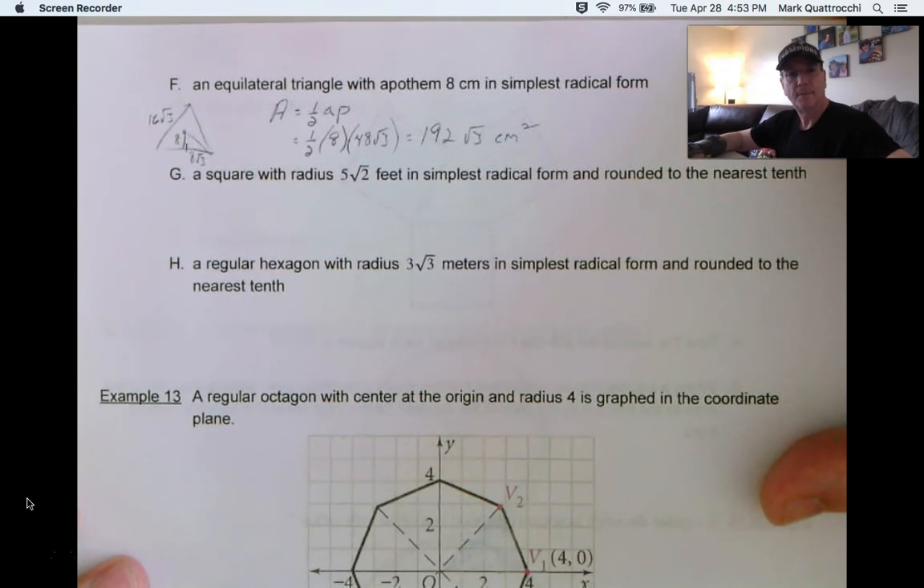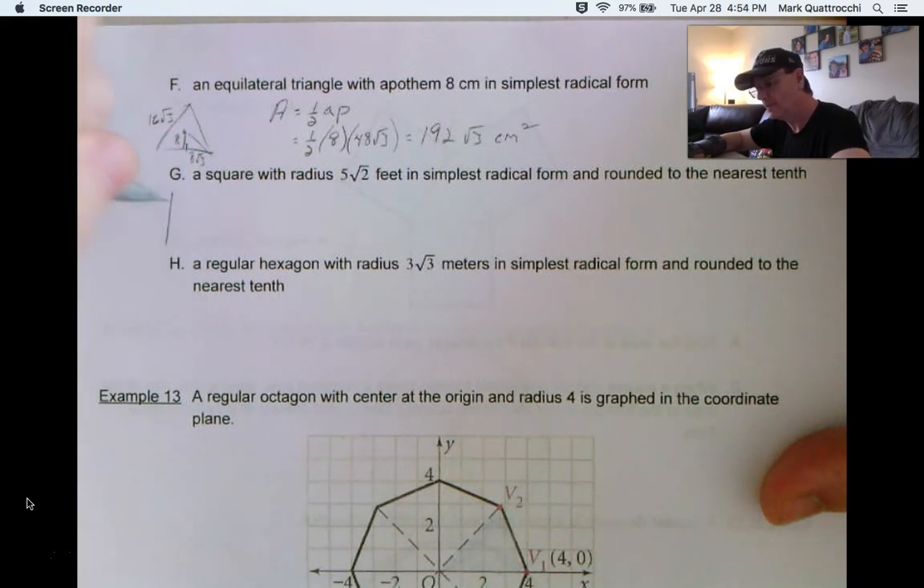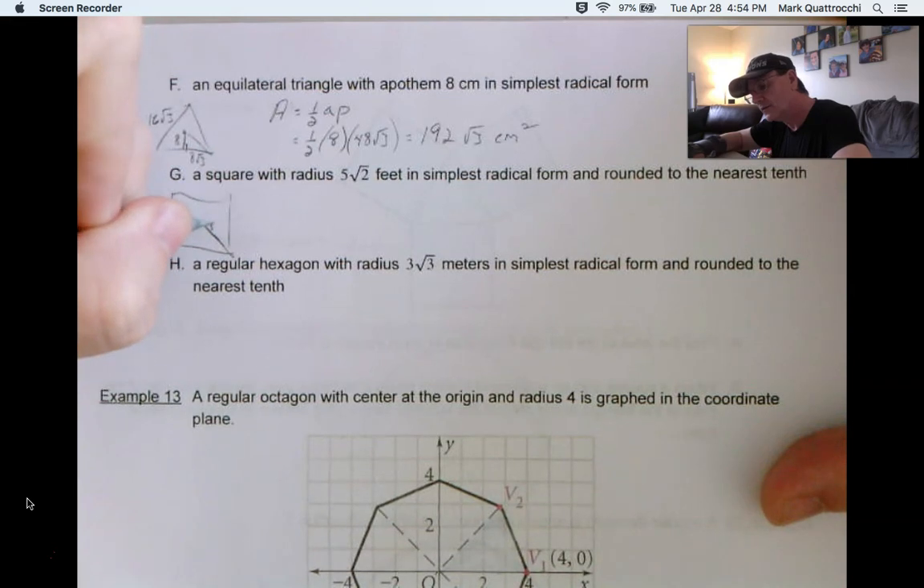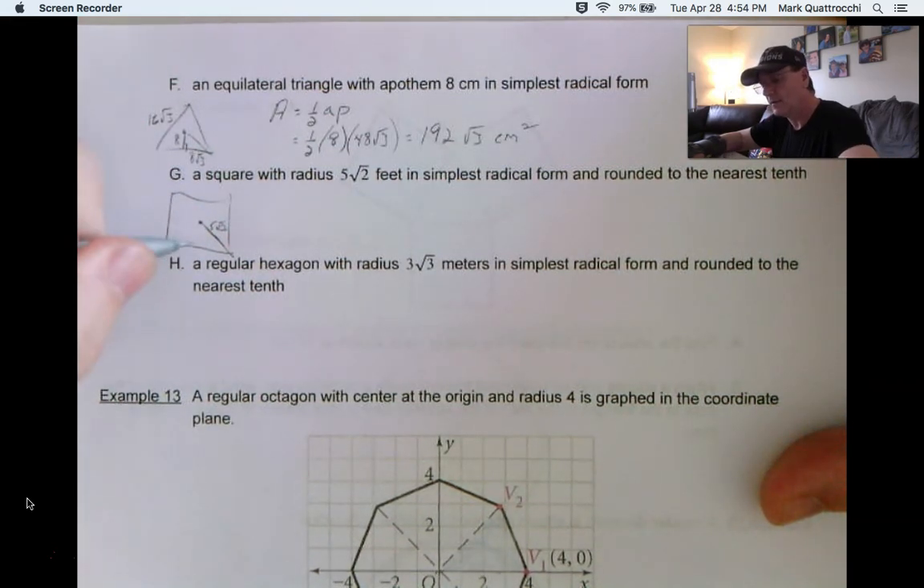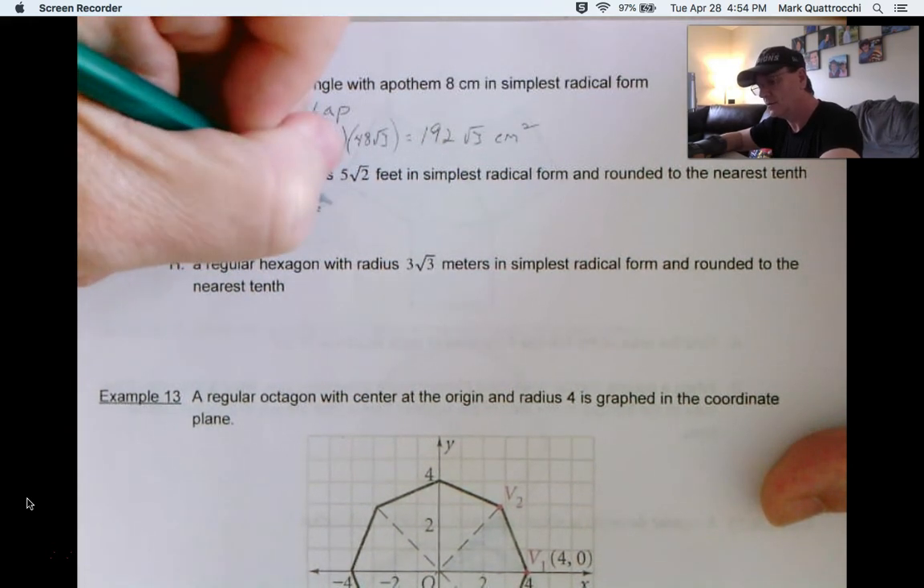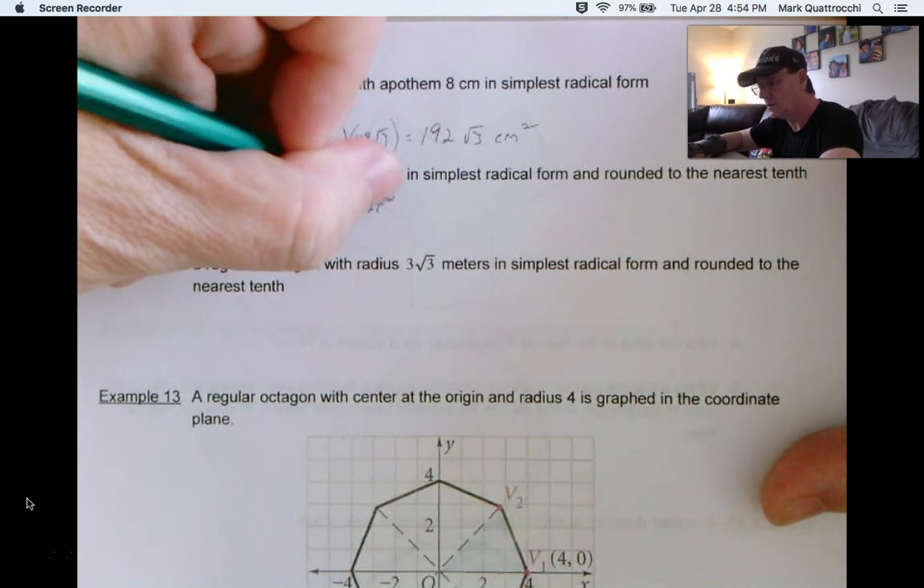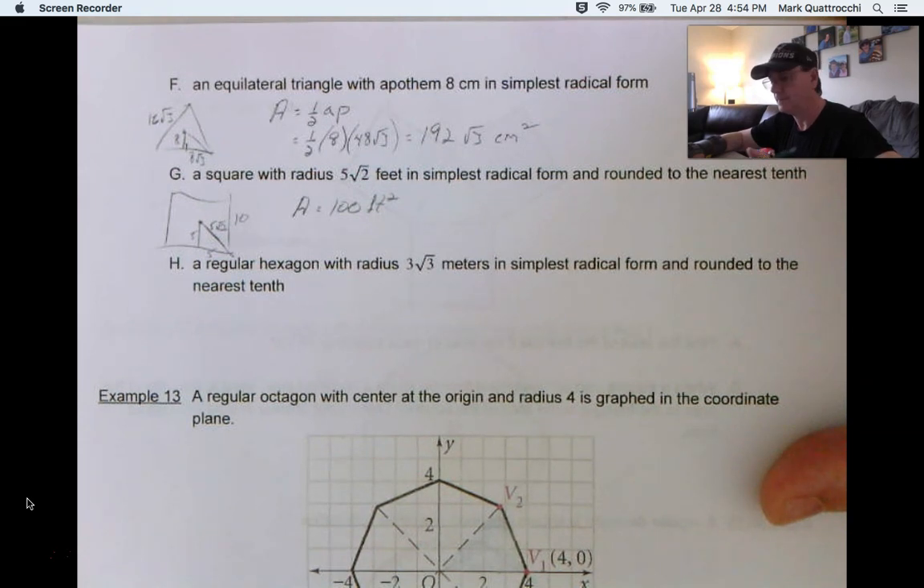Part G, a square with a radius of 5 square root 2 feet, in simplest radical form and rounded to the nearest tenth. So we're going to do both. Two different ways we can do this. This is 5 square root 2. Then this is 5, this is 5, so this is 10. Area is equal to 100 feet squared, which is simplest radical form and rounded to the nearest tenth.